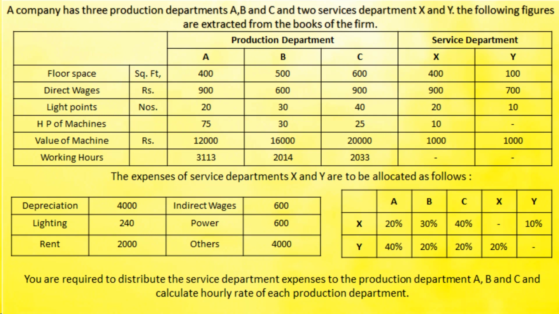So what they are telling is, they have given the floor space of each department, direct wages of each department, light points, horsepower of machines, value of machines, working hours, everything they have given. Then they have given the expenses: lighting, depreciation, rent, indirect wages, power and others. They have given all this information. Next, they have told us the percentage in which we have to distribute the service department expenses. Then they have told us to calculate the hourly rate of each department. Now first let us do the primary distribution.